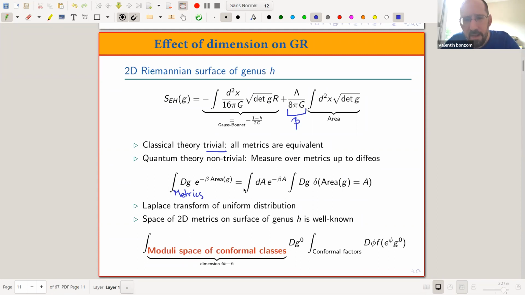And so you can perform this integral in 2 steps. Let's say you take a value that you call capital A here, and you say, I want to integrate over all metrics at fixed area. So here it's an integral at fixed area equal to this value capital A. And then you integrate over all possible values of the area. So basically what this decomposition shows you is that you work indeed with the uniform distribution of metrics of fixed area, because here this is a delta. So uniform distribution of metrics of fixed area. And then you take the Laplace transform. So here, this is the Laplace transform.